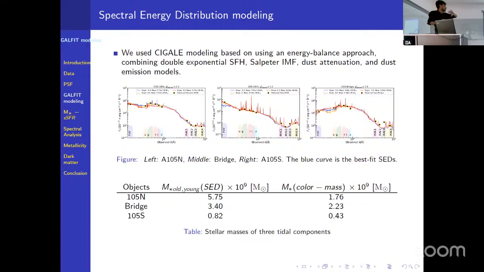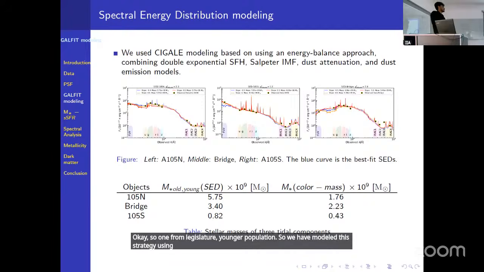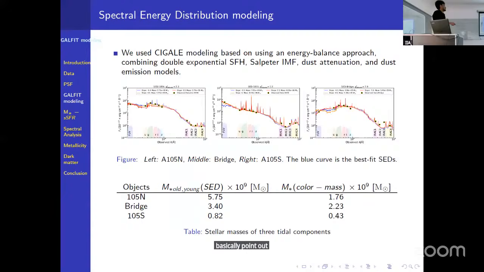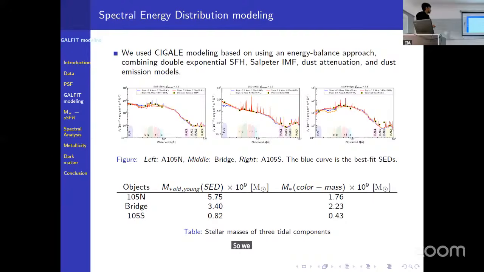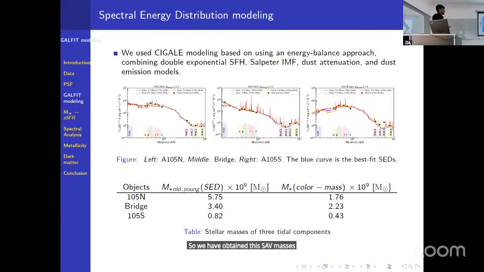Right. So one is older and one is a younger population. We have modeled this TDZ using a double extension, one older and one much younger. So in that case, we have a 3 component density model. This is for the north part, this is for the south, this is for the east part. Okay. So we have obtained these density masses from there in this dot range.